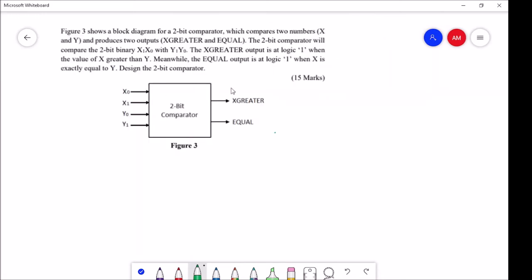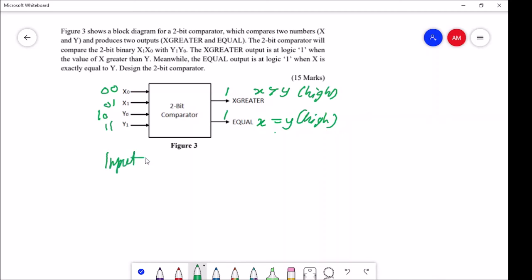Now we move on to question number 5. The question shows a 2-bit comparator with 2 outputs, in which one is X is greater than Y, or the other one, X is equal to Y. Each output will give a value of 1 if the comparison is true. So it has 2 outputs.